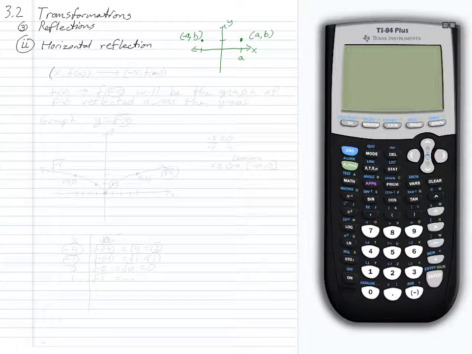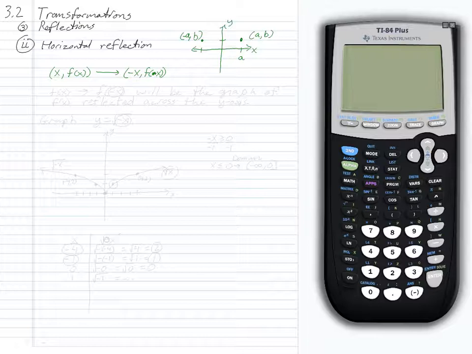So given a function f of x, or a point on a function, the horizontal reflection can be achieved by plugging in negative x. Sorry, little typo there.